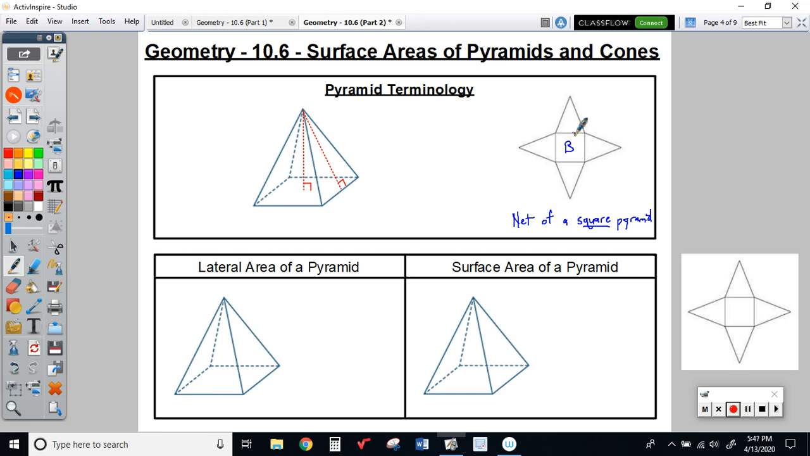So a net of a square pyramid, we're going to be looking at this as we develop the formulas for the lateral area and surface area of these things. And then over here, the pyramid itself, the three-dimensional figure, this is going to be referred to right here as the base. We'll use capital B once again, as we did in the 10.6 part 1 lesson, to denote the area of the base. So the base right there.